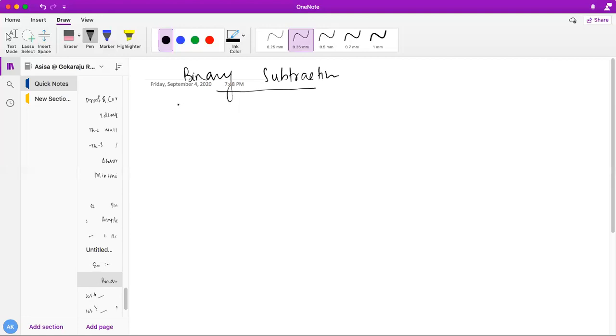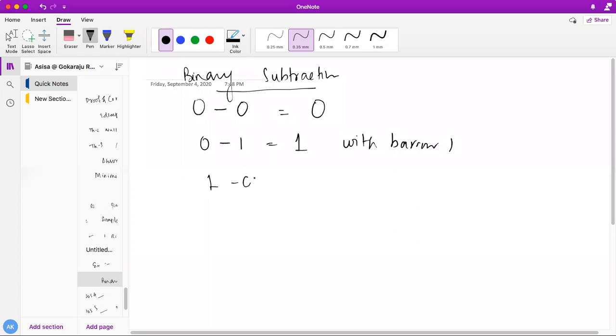If you want to subtract two binary numbers, binary subtraction has separate, different rules. 0 minus 0, obviously difference is 0. 0 minus 1, difference is 1 with borrow 1. 1 minus 0, obviously 1. 1 minus 1, difference is 0. See, this is my difference, this is my borrow.